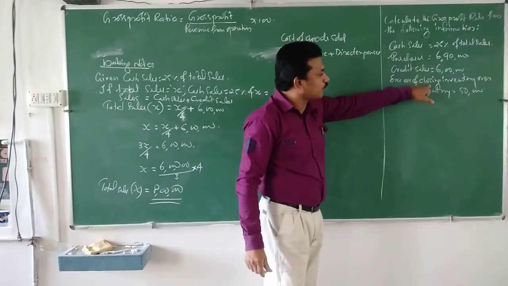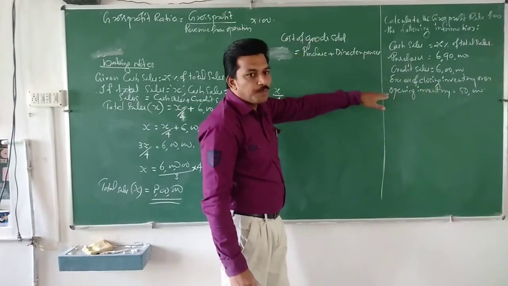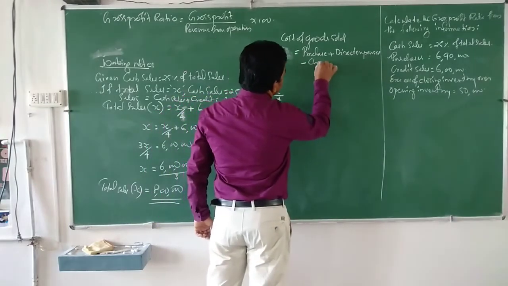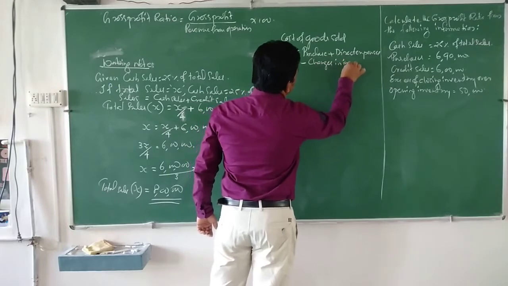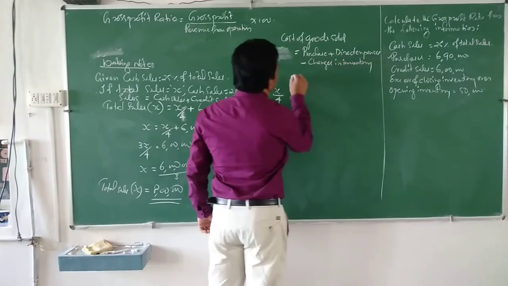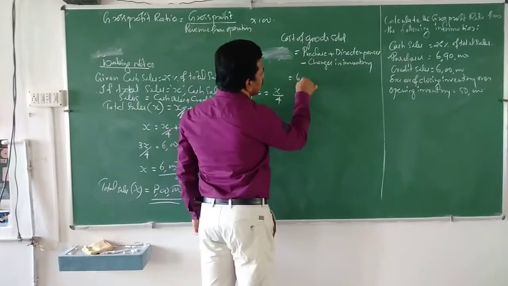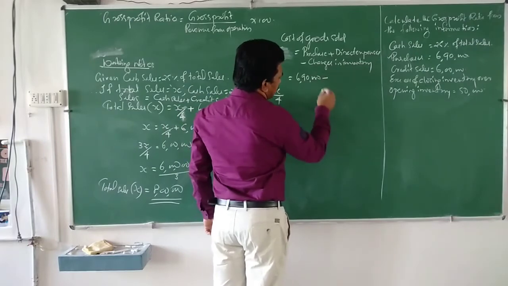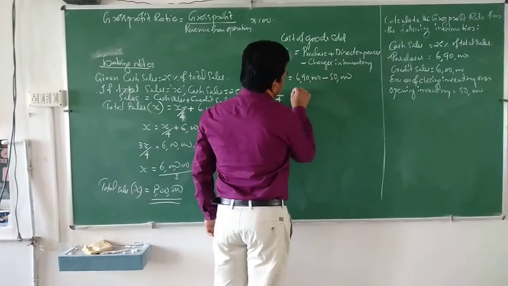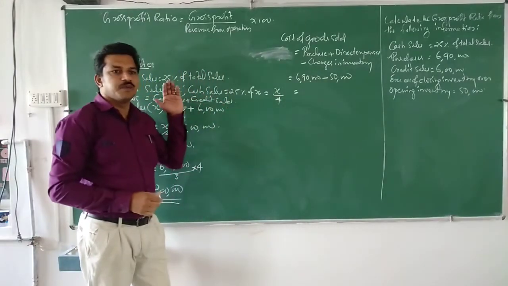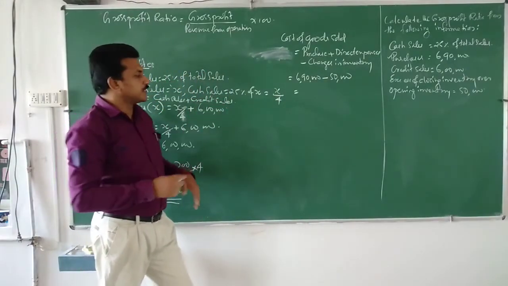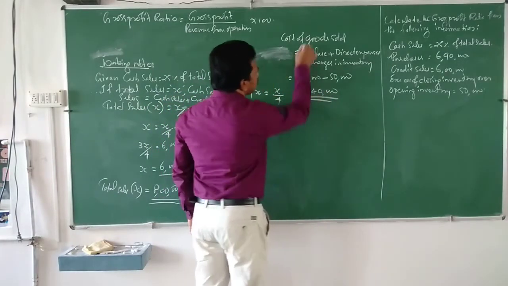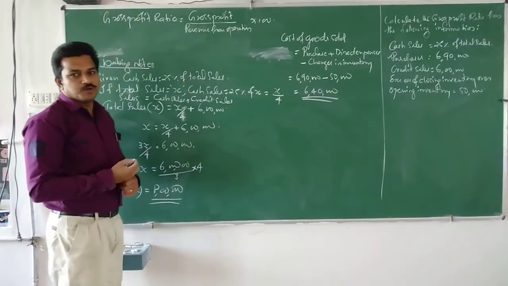See, excess of closing inventory over opening inventory, that means closing inventory is more. So we will write minus changes in inventory. Purchase we know 6,90,000, direct expense is not given, changes in inventory 50,000. So 6,90,000 minus 50,000, that means 6,40,000 is the cost of goods sold, or cost of revenue from operation.